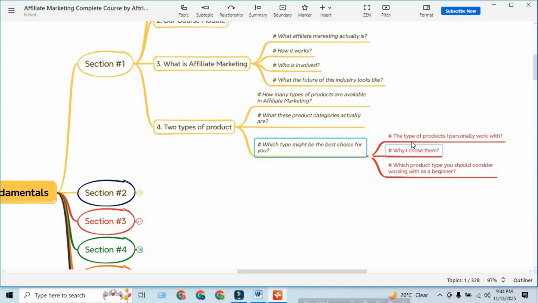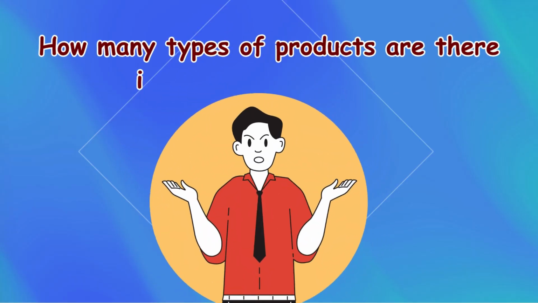And at the very end of this class, I will also share with you the type of products I personally work with, why I chose them, and which product type you should consider working with as a beginner. So let's get started. Let's start with the main question. How many types of products are there in affiliate marketing?